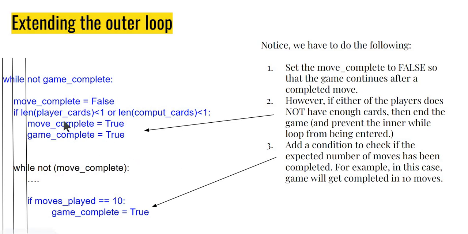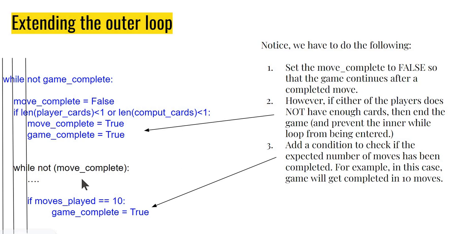However, if I find that either of the players has no cards left, then I just say move complete is true, game complete is true, which means that I do not enter this anymore, and I also exit from this loop. Remember, I mentioned previously that when we are checking for a sufficient number of cards for the war to happen, I choose less than 4. I said even less than 3 will be okay because this part of the code will still catch it. And pretty much that's all we need.